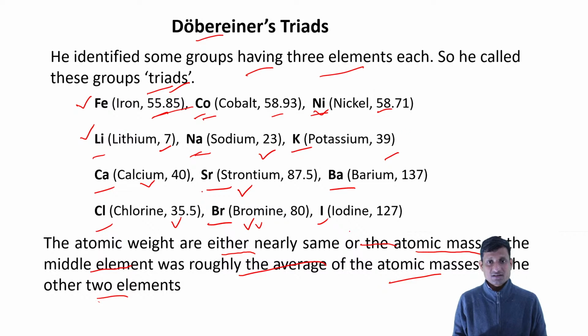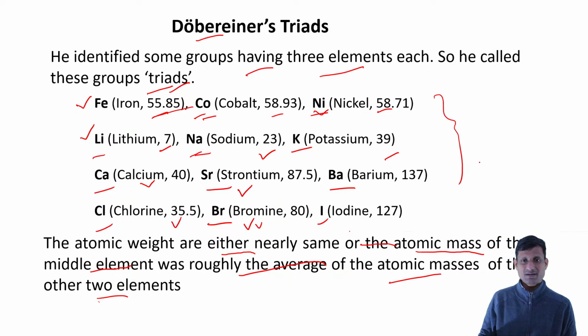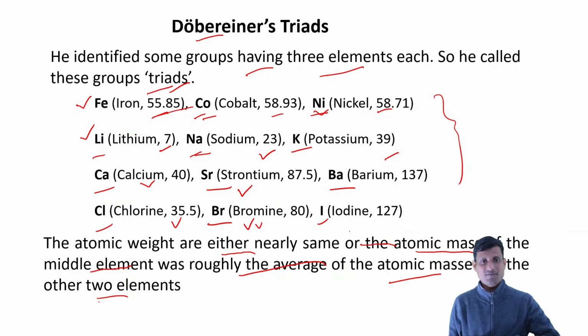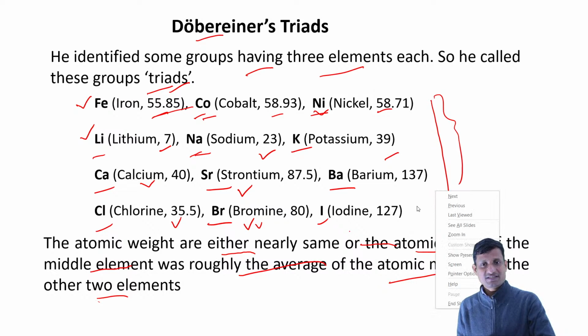This is very important for the early stage of the periodic table, and in competitive exams you can get many questions. The first thing you can get is how many triads Dobereiner made. So basically these are the four triads.